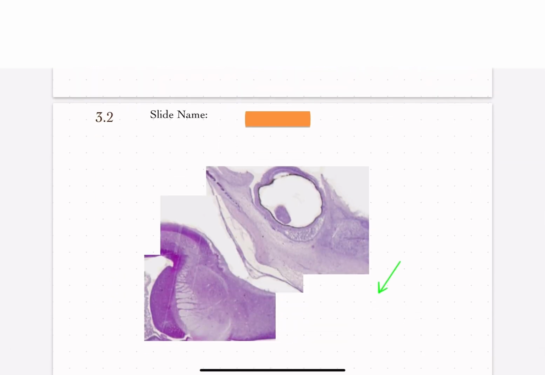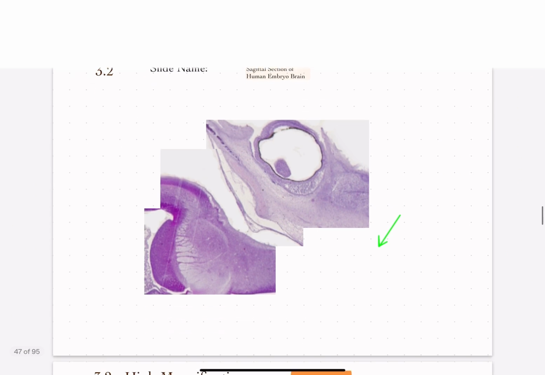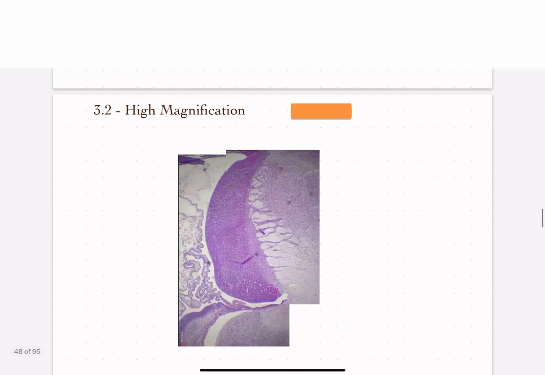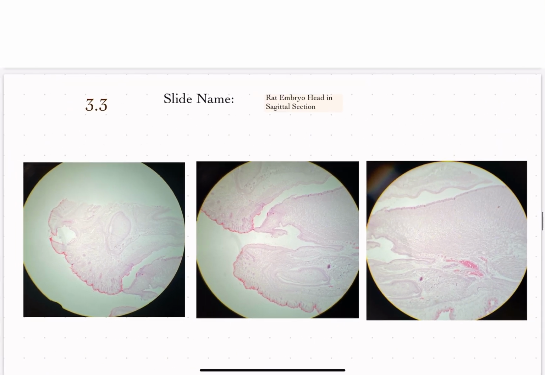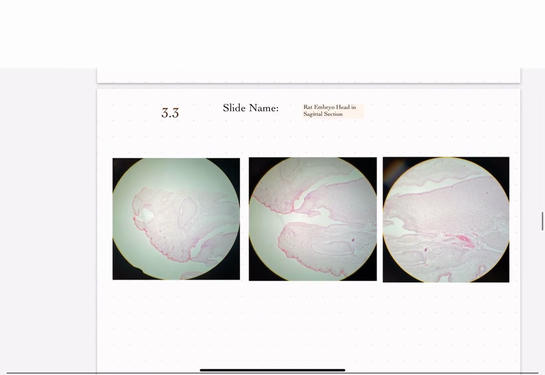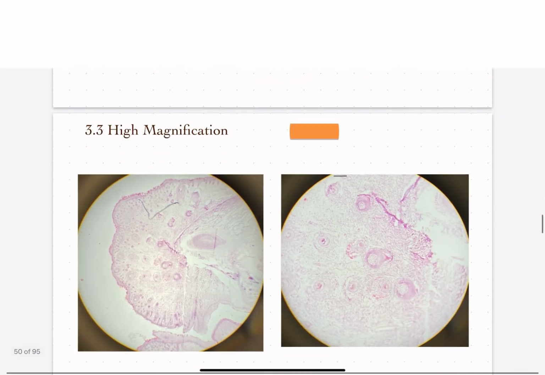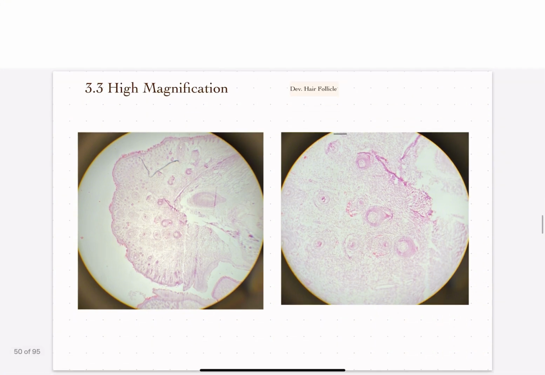For the next slide, it was the same as the previous one. So again, you can write it down brain or head. But for the structure, it was the neuroblast migration or migrating neuroblasts. So all of those. 3.3 had the slide rat embryo head in sagittal section. I don't think you need to be specific by writing which sort of animal it is, but I wrote it in just in case. And then for the structure, we showed you the developing hair follicle.